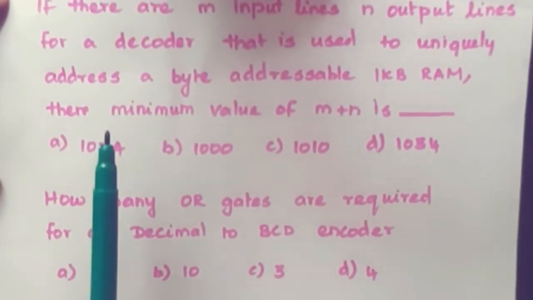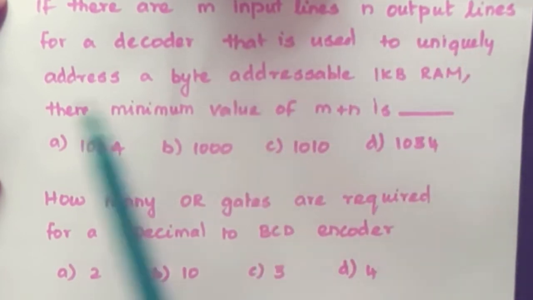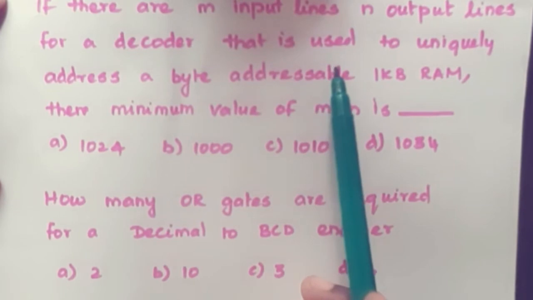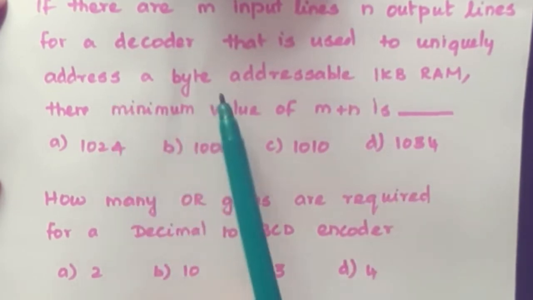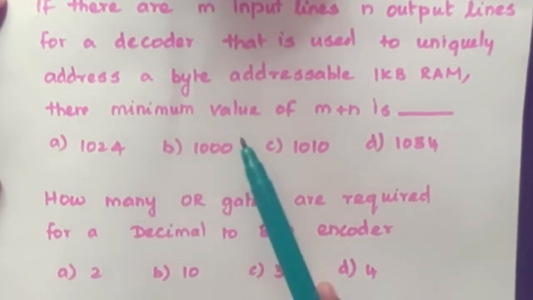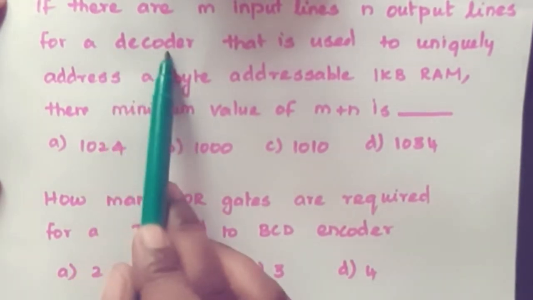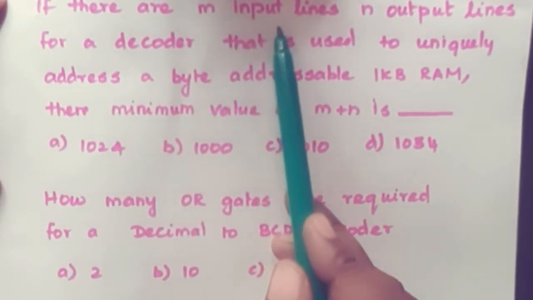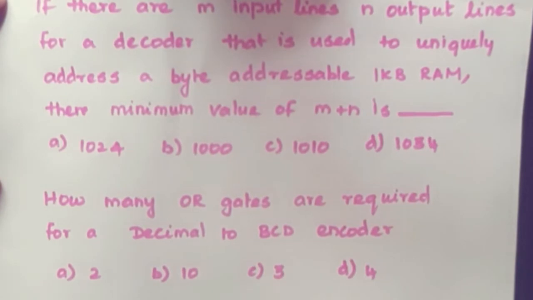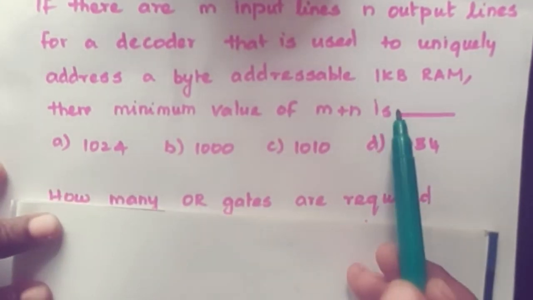So next question: if there are m input lines and n output lines for a decoder that is used to uniquely address a byte addressable 1 kilobyte RAM, then the minimum number of m plus n is dash. So the decoder has m input lines and n output lines, and it is used to address 1 kilobyte RAM.